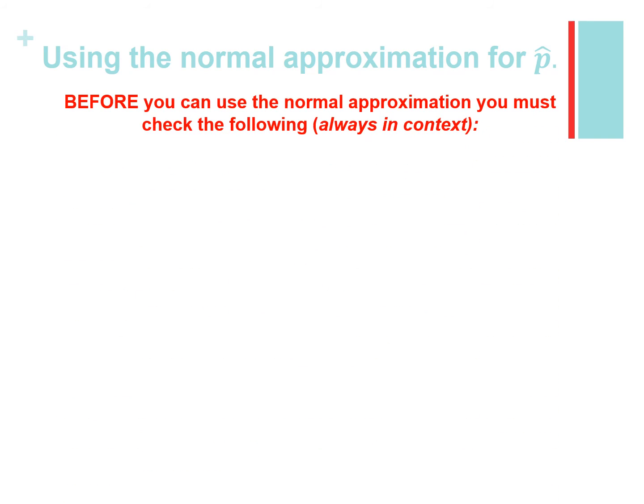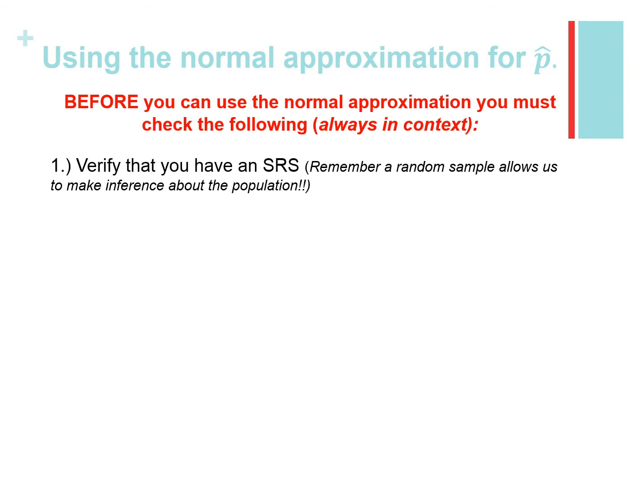Before you use the normal approximation, you must check the following in context. These are the conditions that you're going to have to check. You did your sampling distribution, you have all your p hats, you have the mean, you have the standard deviation, but you can't do anything. You can always find the mean and standard deviation, but you cannot do anything with it until you have verified the following conditions. Number one, you have to make sure you have an SRS. Remember, we're using this to make an inference, a conclusion about the population from a sample. So remember that a random sample allows us to make an inference about the population.